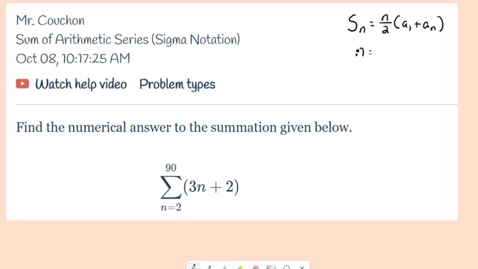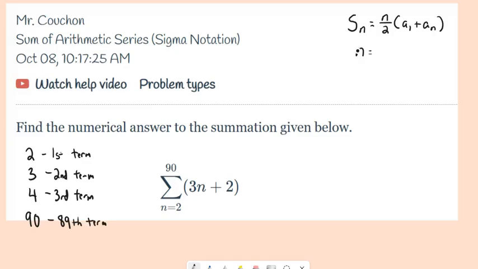So this is telling us that our first term will be derived when we put in a 2 for n. So when we put in a 2, that'll be the first term. Let's follow this logically. If we put in a 3, that would be a second term, right? If we put in a 4 for n, that would be the third term. And lastly, by the time we get all the way up to 90, when we put in 90, that'll be the 89th term. You can see that we're coming down 1 each time. Okay, so our n value is 89. Very, very helpful. So I know that that's going to be right there.